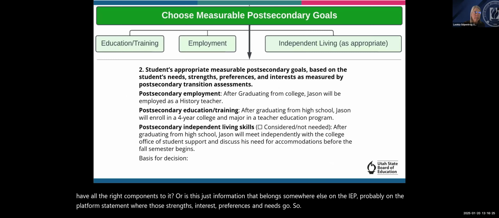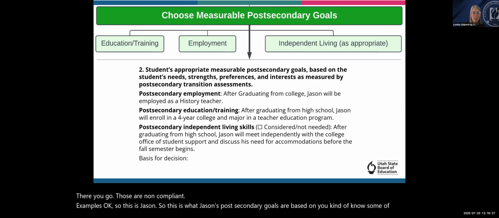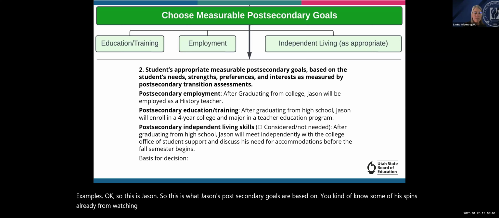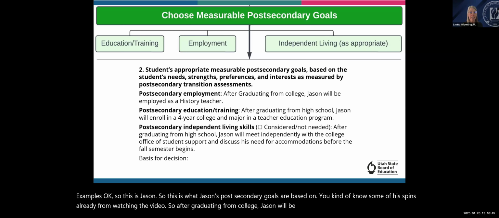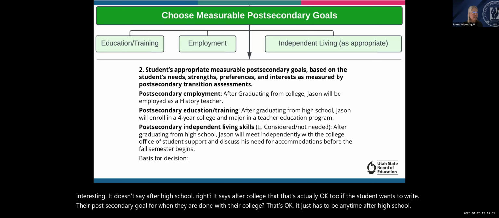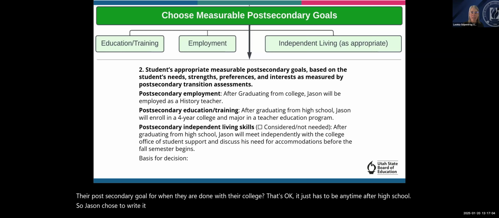Okay, so this is Jason. This is what Jason's post-secondary goals are, based on, you kind of know some of his spin already from watching the video. After graduating from college, Jason will be employed as a history teacher. Now, this is interesting. It doesn't say after high school, right? It says after college. That's actually okay too. If the student wants to write their post-secondary goal for when they are done with their college, that's okay. It just has to be anytime after high school. So Jason chose to write it for what he ultimately will be doing after he's done with his degree from college, and that is to be a history teacher.